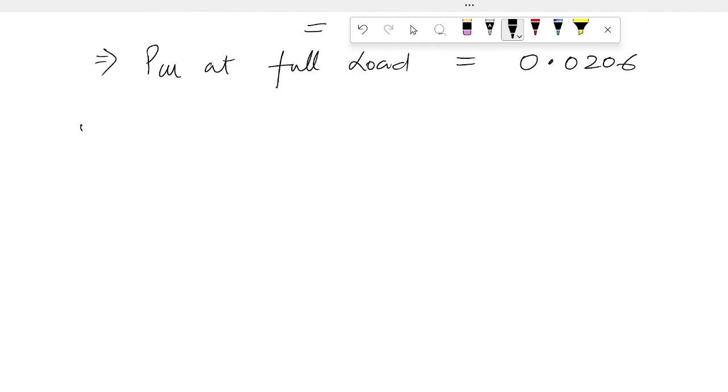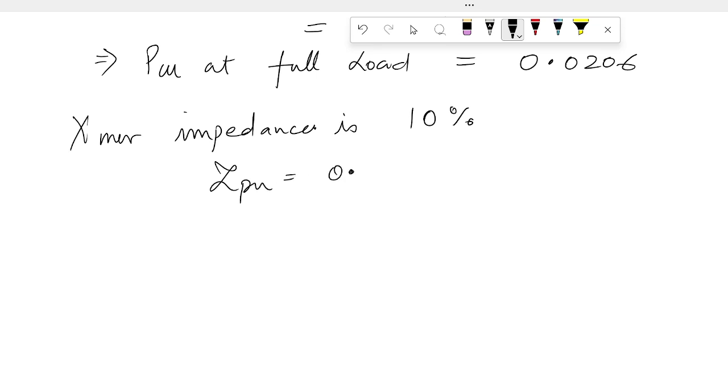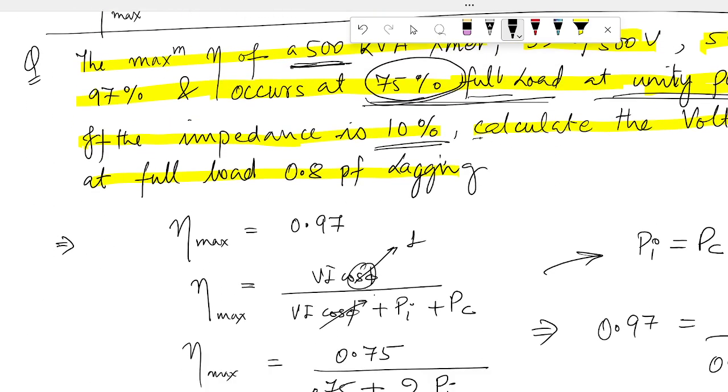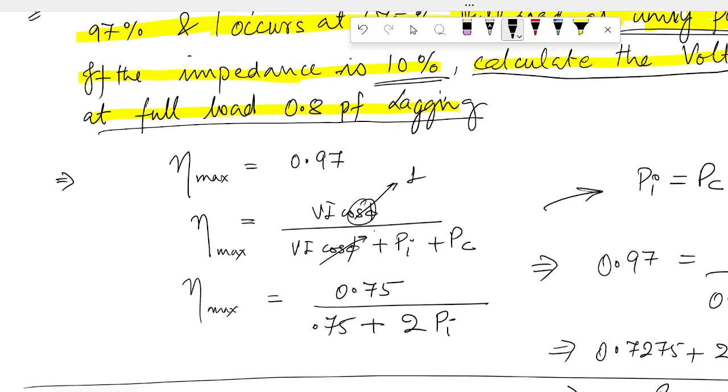Now they have given the impedance of the transformer. Impedance is 10%. 10% means Z per unit is equal to 0.01 per unit. Yes or no? Yes, sir. Okay. And in the question it is given: calculate the voltage regulation at full load, 0.8 power factor lagging.